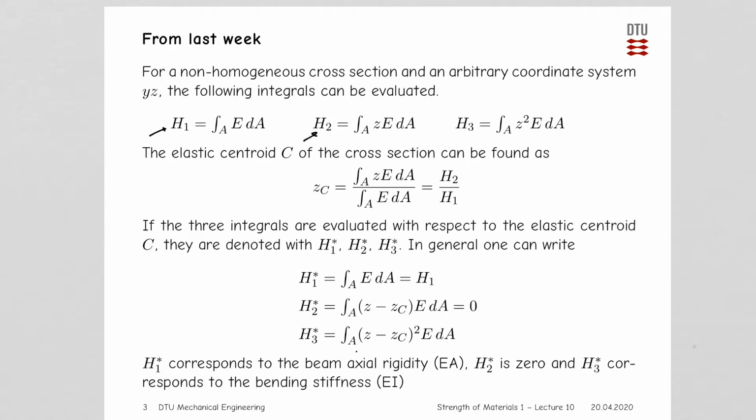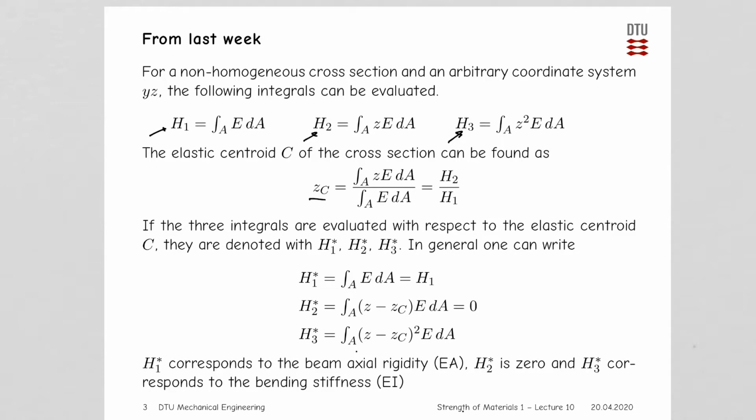H1, H2, and H3 were the fundamental integrals that we wanted to compute for a given cross-section. They were all integrals over the cross-sectional area. The first question was, where is the elastic centroid C of the cross-section located? For certain cross-sections it was obvious, for instance, that the elastic centroid is in the middle if we had a symmetric cross-section, but very often our cross-sections were not symmetrical, and as the first step we wanted to compute the position of the elastic centroid.